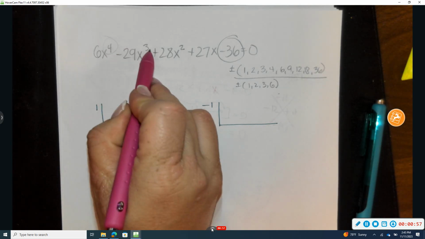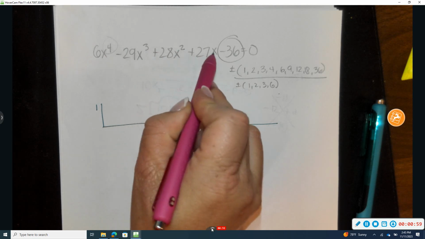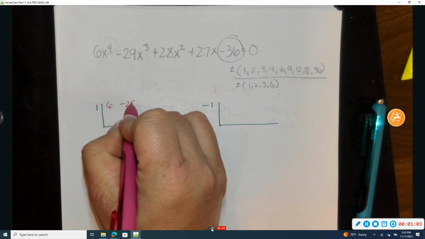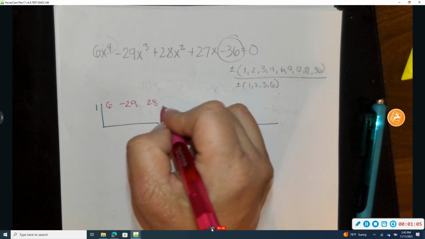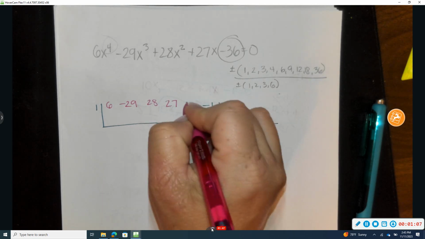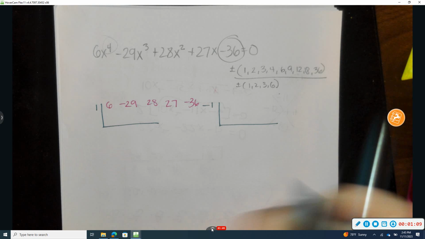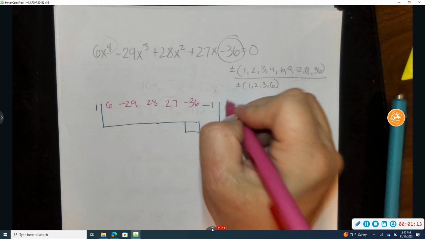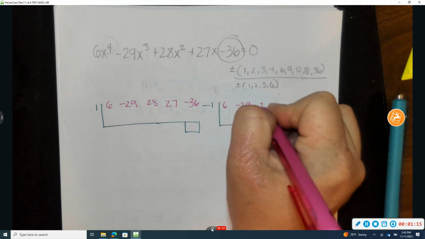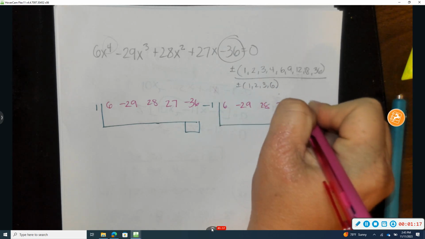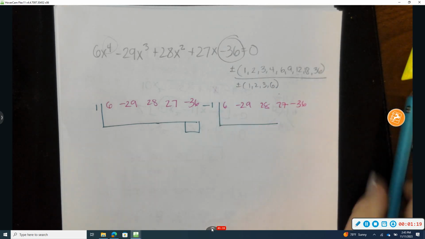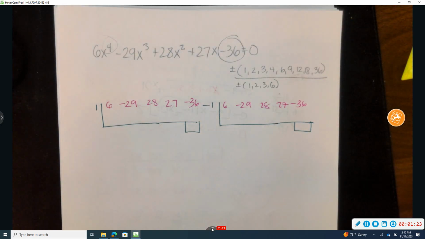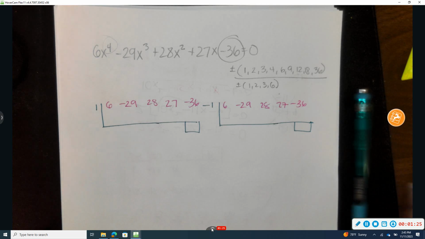So we have 4, 3, 2, 1, and 0, so all places are here. Here's x to the 4th, to the 3rd, to the 2nd, to the 1st, and to the 0. So a little more space there. I'll do the same thing over here. 6. Now what happens if 1 and -1 don't work? Well, then I'm going to try 2 and -2, 3 and -3, and so on.